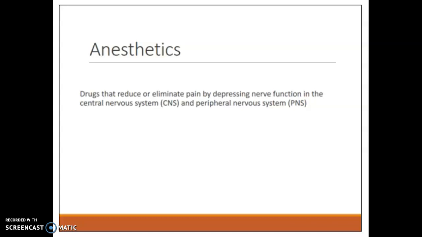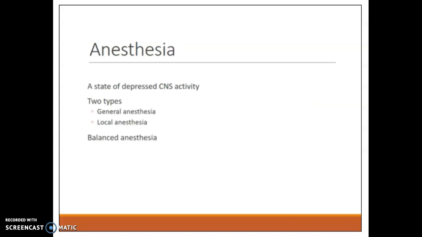So anesthetics are drugs that reduce or eliminate pain by depressing nerve function in the central nervous system and the peripheral nervous system. Anesthesia, then, is a state of depressed CNS activity. There are two types: general anesthesia and local anesthesia. Balanced anesthesia is when there is the use of general anesthesia with an adjunct drug, such as an opioid, benzodiazepine, or maybe an anticholinergic. You have a table 11.3 in your textbook that lists some of these adjunct drugs.